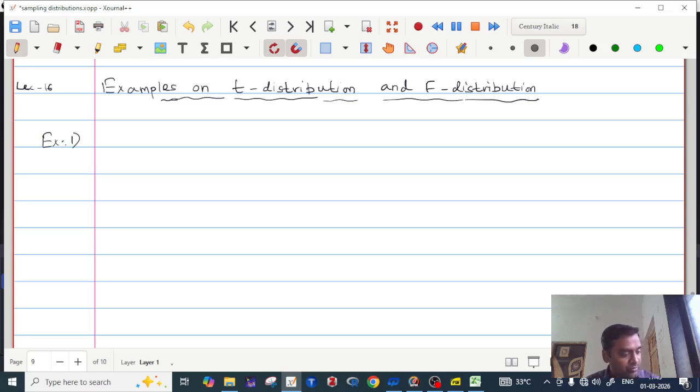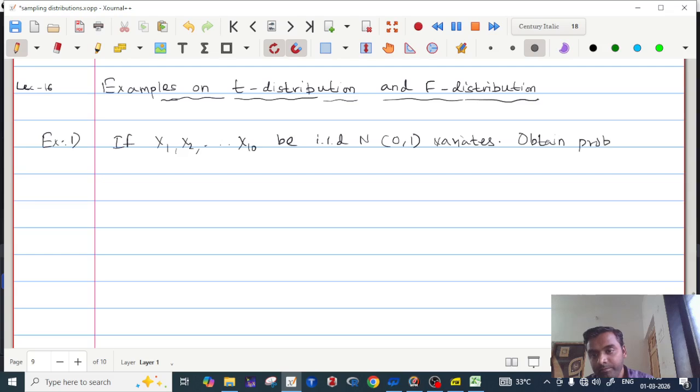If X1, X2 up to X10 are IID normal 0, 1, obtain the probability distribution of Y equals 3 times X10 divided by the square root of the summation Xi squared, where i is running from 1 to 9.